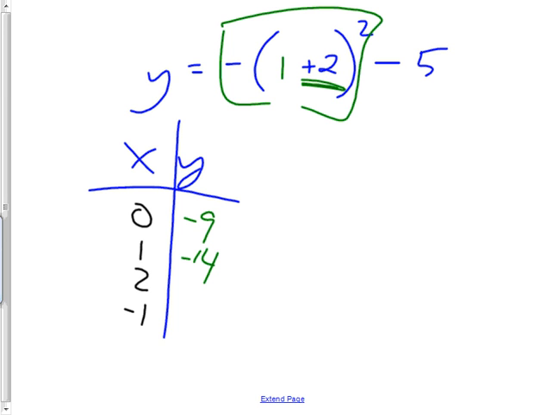Mr. N. I guess I can say first names. Noah. Yeah, you're right. Noah, what did you get for sticking in a 2? No, wait, a negative 1, sorry. 1 squared is 1. Then negative 1. 5, negative 6. Negative 1 minus 5 is negative 6.